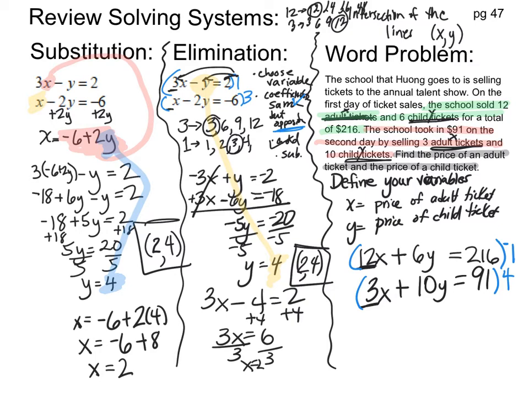Now let's multiply. Negative 12X, negative 6Y, negative 216, positive 12X, positive 40Y equals 364, I think. 4 times 1 is 4, 4 times 91 is 364, yes. Add them together. Negative 6Y plus 40Y is 34Y. 364 minus 216, and I am going to use a calculator on that one just because I don't want to trust my brain at the moment, is 148.